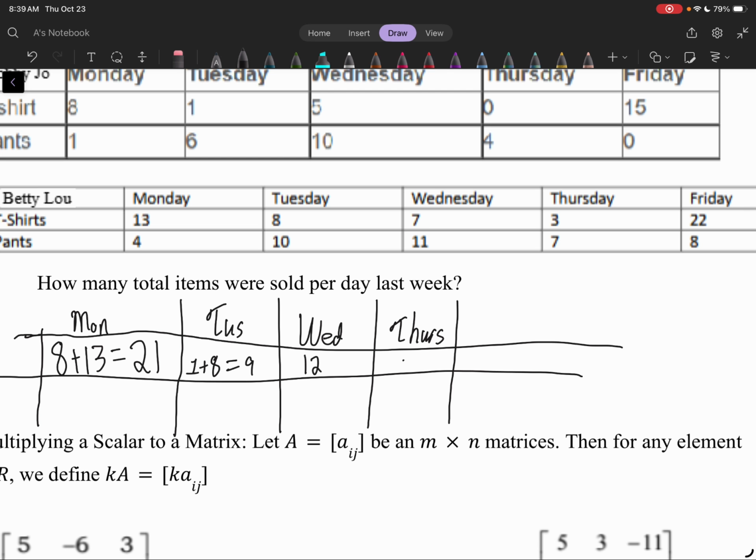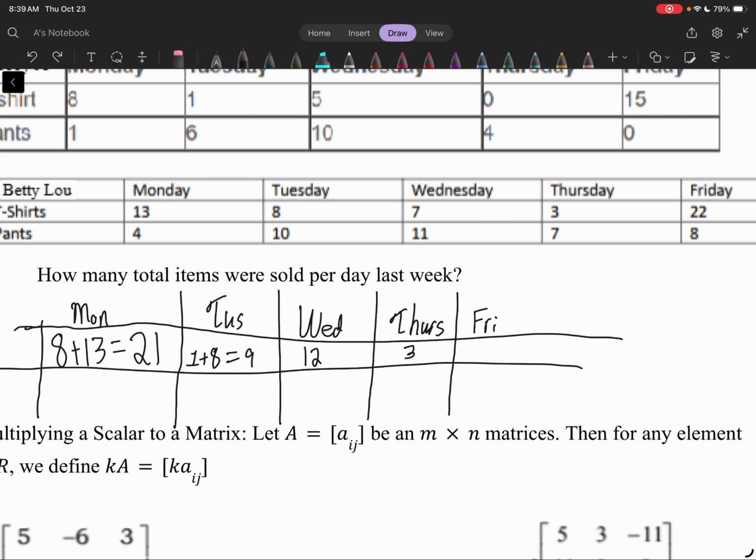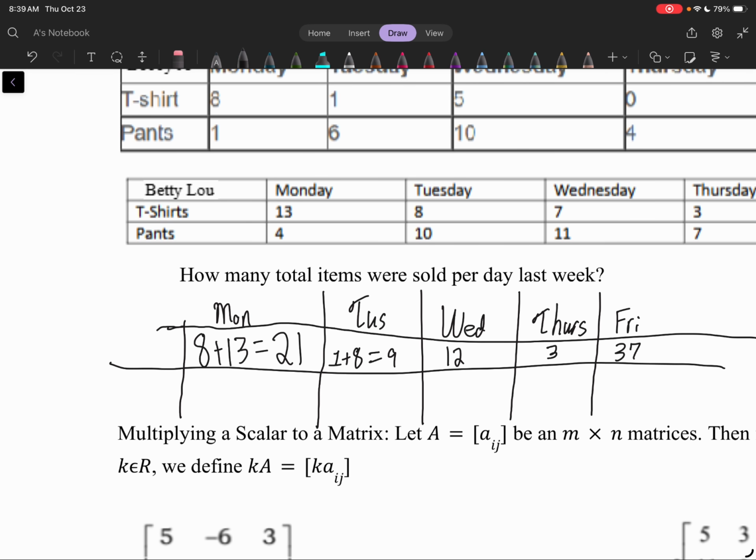Thursday had 3, I apologize. And lastly, Friday had 37 sold. Okay, those are the shirts.